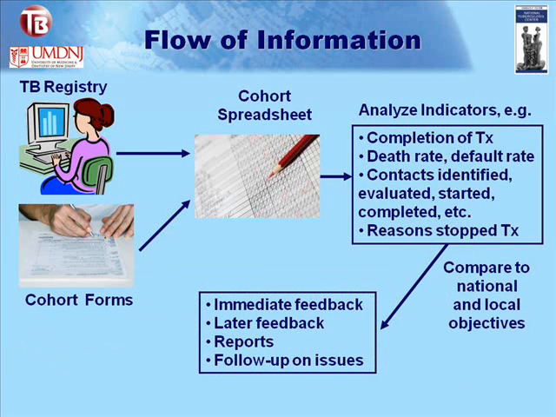Just to summarize here, I'd like to show you how the information flows, because some people have had questions about that. The TB registry is where you get the list of patients, and that information goes to the cohort spreadsheet with one line for each patient. During the cohort review meeting, the forms that the presenters use contain the information which they present, and that goes to complement what is on the spreadsheet.